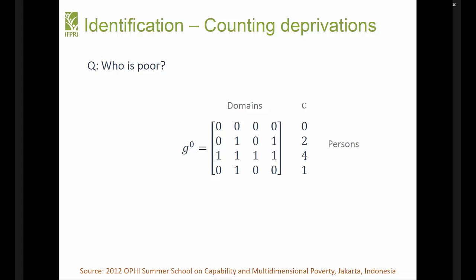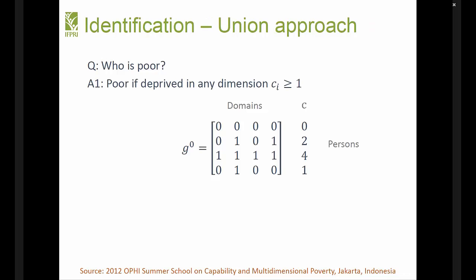So identification: who is poor? There are different ways, so what do you think? It's not immediately obvious, right? There are many options. One possible answer is what they call the union approach. What does that mean? One first answer is, well, maybe we can count them as poor if they are deprived in any dimension. That's a very strict definition. So if C is greater than or equal to 1, then they're poor. If that's the case, who's deprived? Well, 3 out of 4.